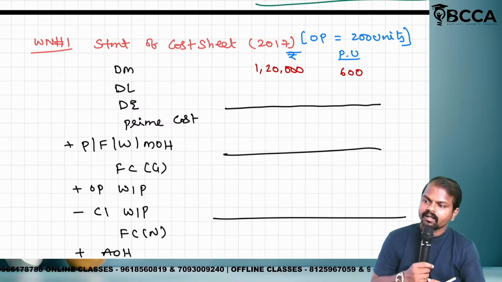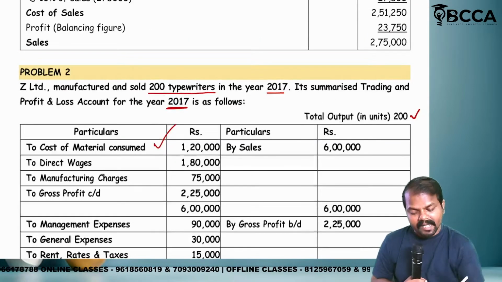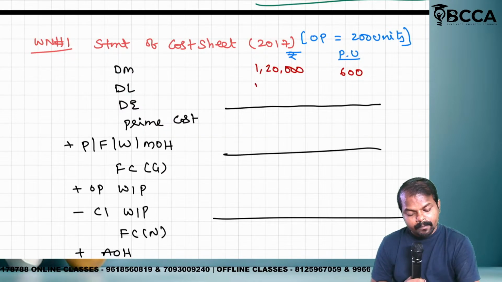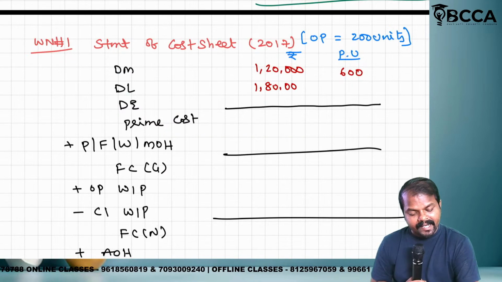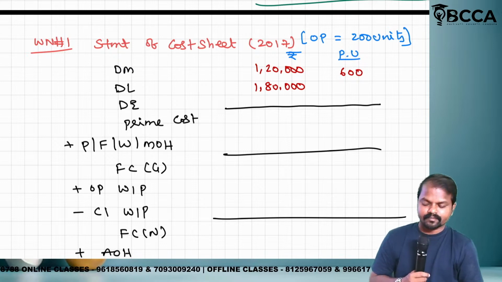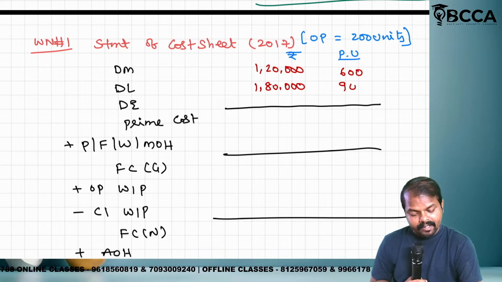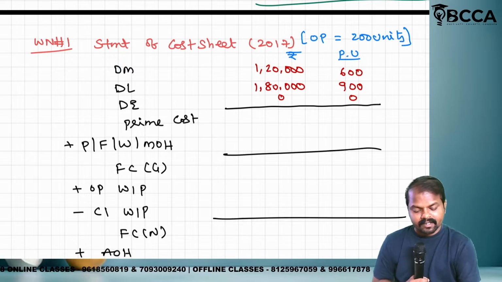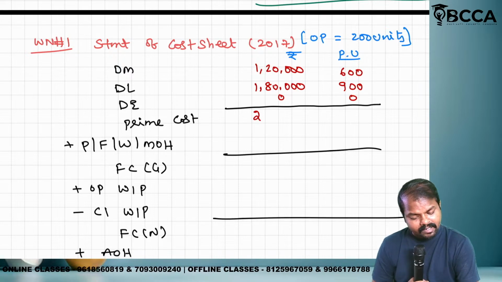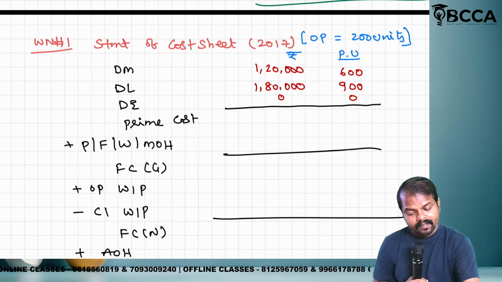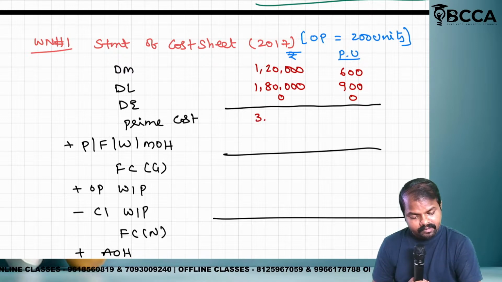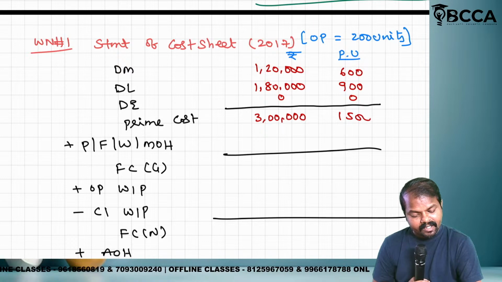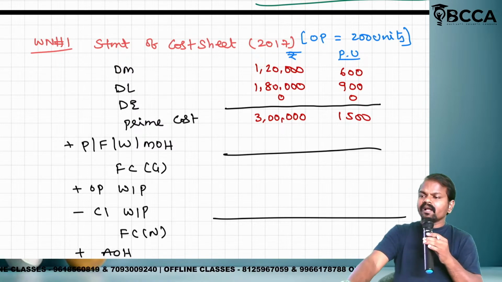Please check the question paper. Labor: 1,80,000 is given. Please take the calculator. 1,80,000 divided by 200 is 900. Direct expense is not given. Please take the calculator. 3 lakhs divided by 200 is 1,500. Correct or wrong?